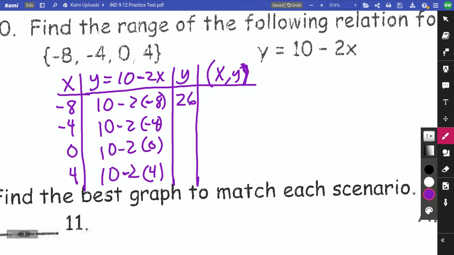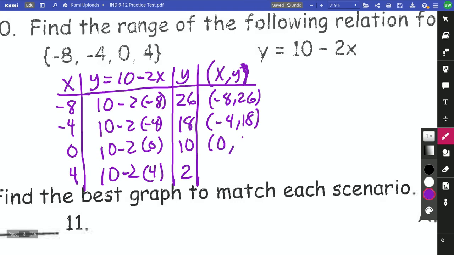So, and then we have 10. I think that comes out to plus 8. That's 18. And then 10 minus 8 is 2. So that's all of our y's, and -8, 26 is that ordered pair, and then -4, 18, and then 0, 10, and then 4, 2. Okay, hopefully I didn't make any mistakes there.